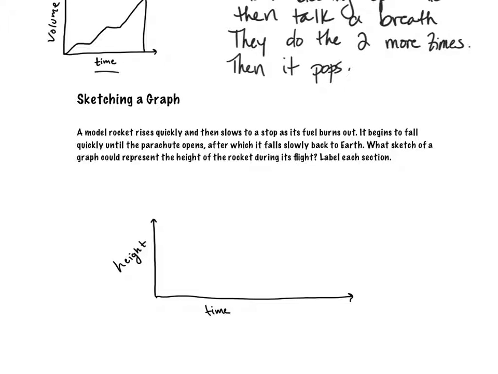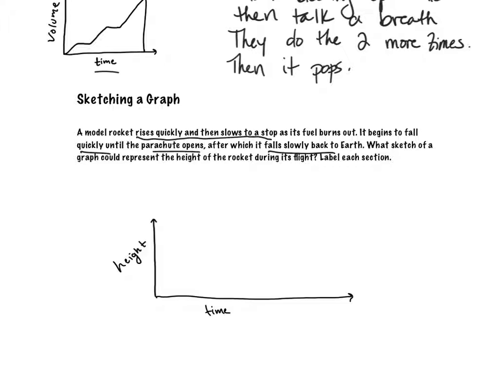All right, so the other thing you can do is sometimes you'll be given a story and we need to sketch a graph based on that. This is telling us that a model rocket rises quickly and then slows to a stop as its fuel burns out. It begins to fall quickly until the parachute opens, after which it falls slowly back to Earth.